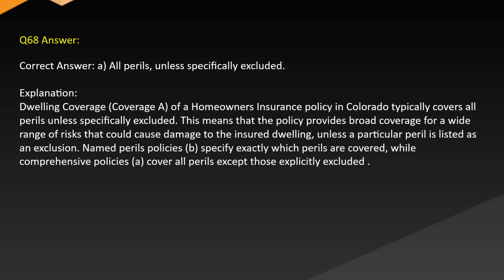All perils unless specifically excluded. Explanation: dwelling coverage. Coverage A of a homeowner's insurance policy in Colorado typically covers all perils unless specifically excluded. This means that the policy provides broad coverage for a wide range of risks that could cause damage to the insured dwelling unless a particular peril is listed as an exclusion. Named perils policies, B, specify exactly which perils are covered, while comprehensive policies, A, cover all perils except those explicitly excluded.